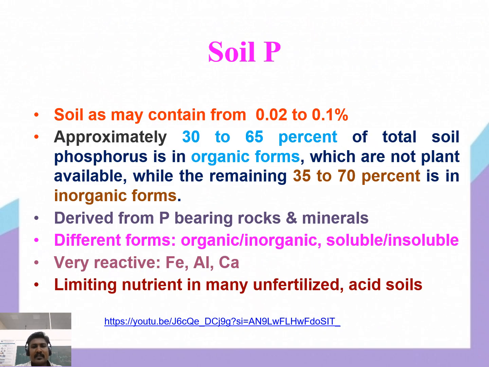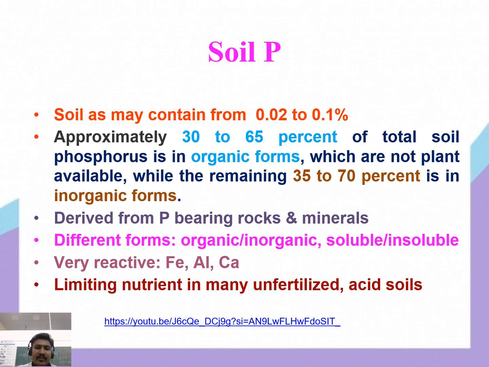The earth's crust contains 0.02 to 0.1% of total soil phosphorus. Among that, 30 to 65% of phosphorus is available in organic form and 35 to 70% is available in inorganic forms. They are derived from the rock named apatite, that is a phosphorus bearing rock. They are available in different forms, organic or inorganic, soluble or insoluble.